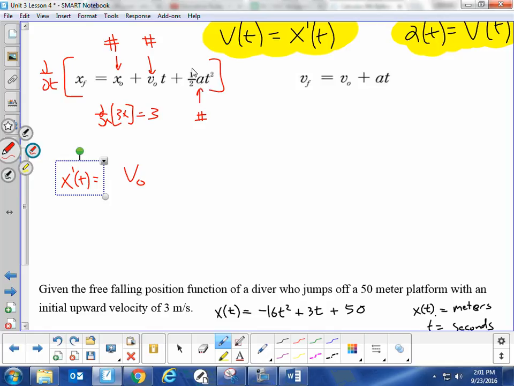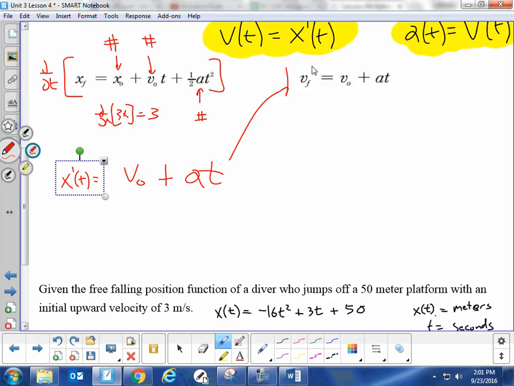Now, what is the derivative of 1/2 at squared? Well, you take the 2 down, multiply by the half. 2 times a half is just 1, so I'm just left with at. Oh my goodness, by taking the derivative of this, I got that. It's incredible. You didn't know that at all, but now you see it. Instantaneous rates of change of position will give you exact velocities.